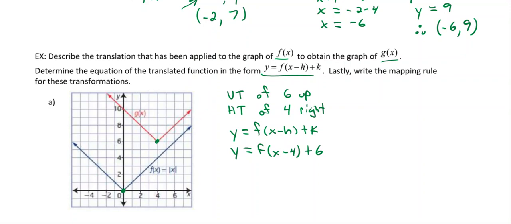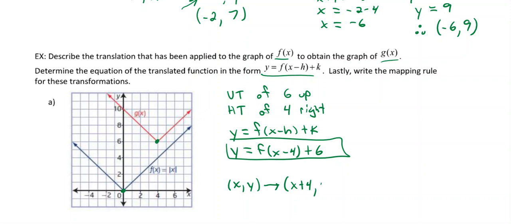And then the mapping notation here, we're going to say the point x, y, so any generic point on the original graph, is going to turn into, and then what would it be? It'd be x, what's happening to the x's? X plus 4, good. And then y plus 6.